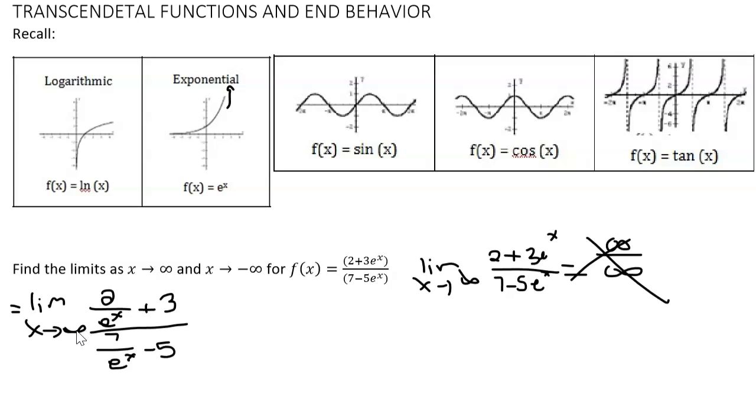So here, as x approaches infinity, we know that e^x approaches infinity, which means 2 over infinity should approximate 0 for large values of x. And we've got 0 plus 3 over, same thing happening on the bottom, 0 minus 5. And then we can see this limit is equal to negative 3/5.